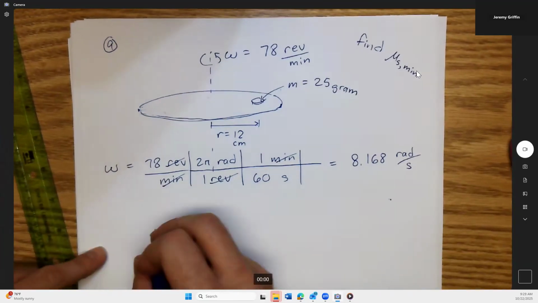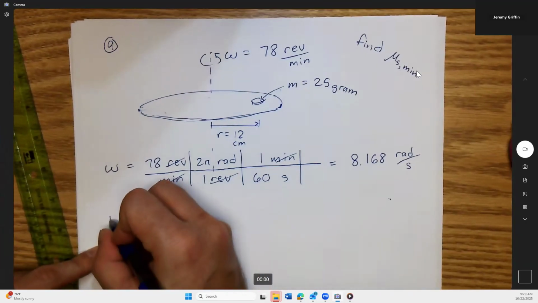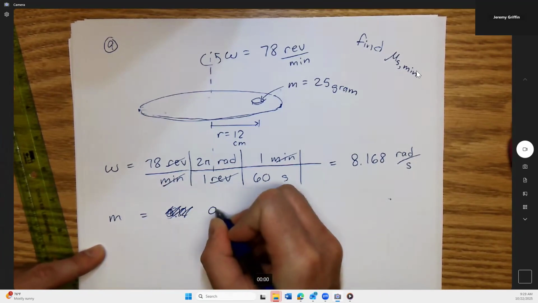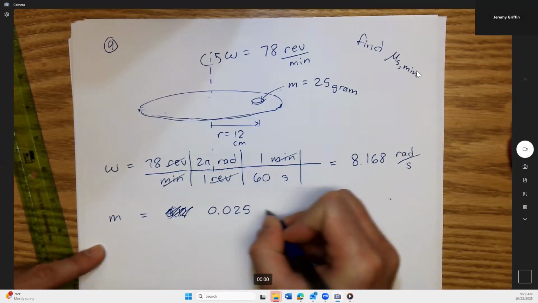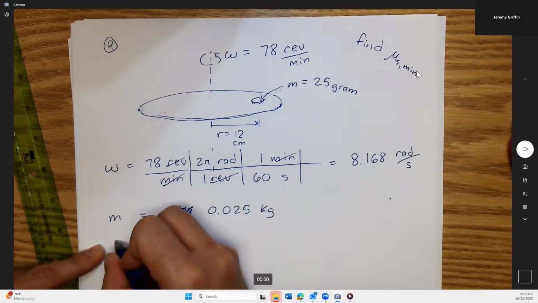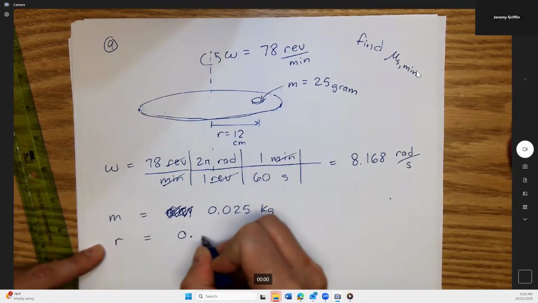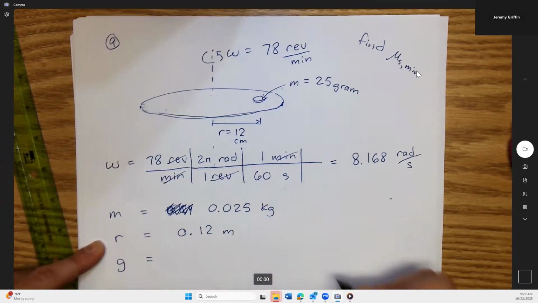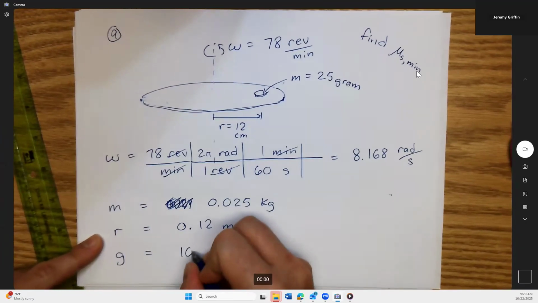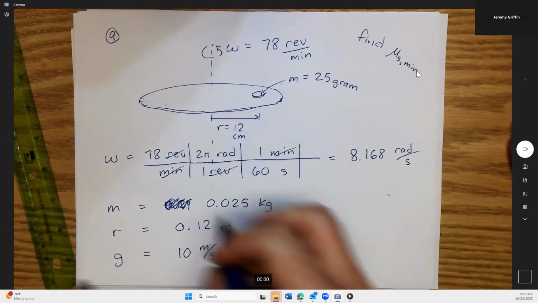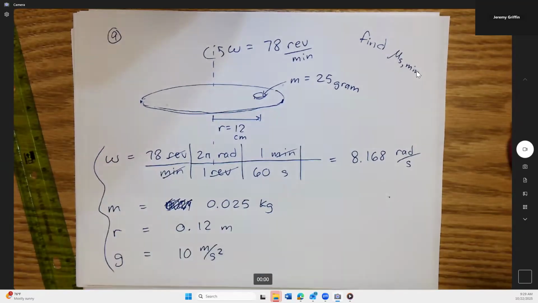Okay, then how about mass? 0.025 kilograms, and radius equals 0.12 meters. And let's use G equals about 10 meters per second squared. So we'll start off with these given values right here.